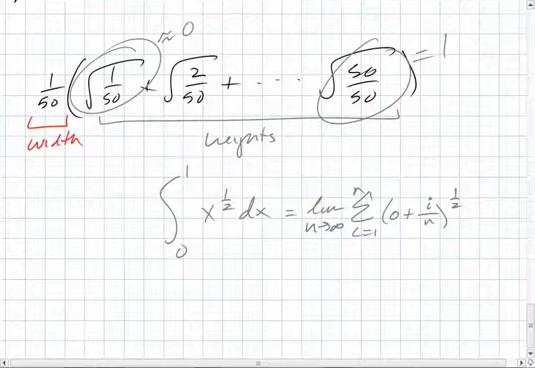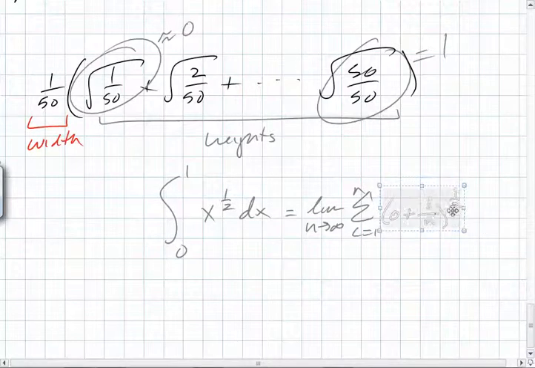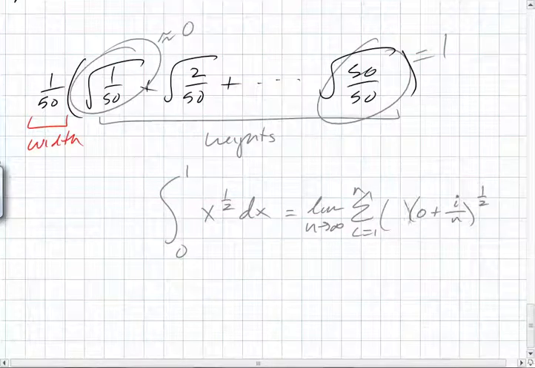Oh, I'm sorry, there's one thing that's missing here. We did the height. What are we missing? The width, I'm sorry. The width right here. What's the width? Yeah, 1 minus 0 over n. In the general case, this expression right here, it's n. But in here, what is it?